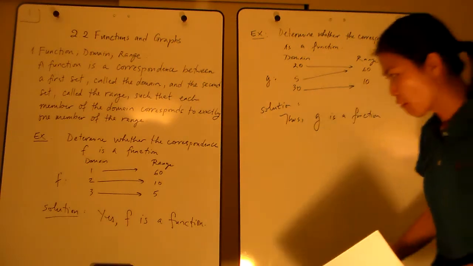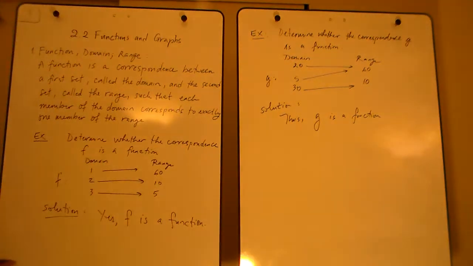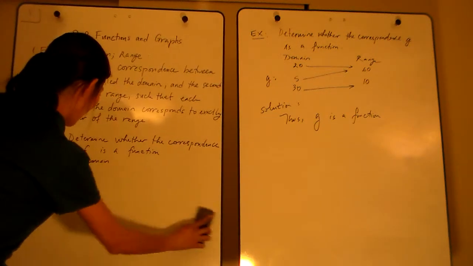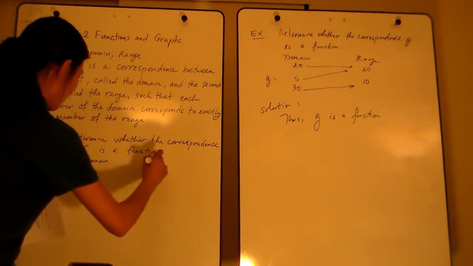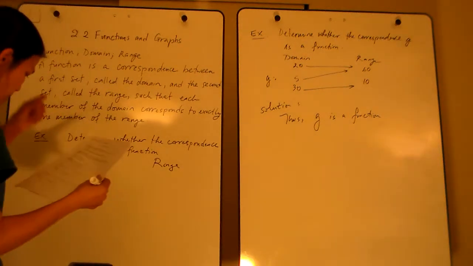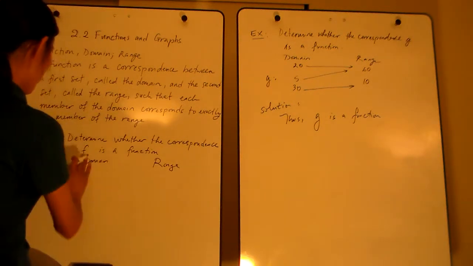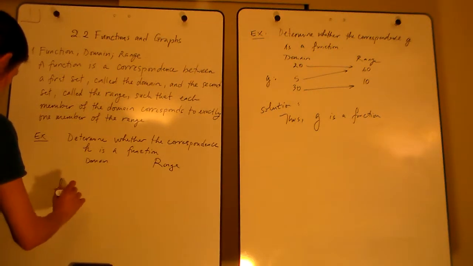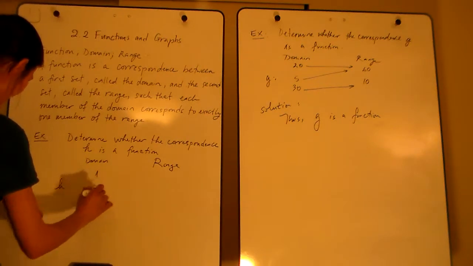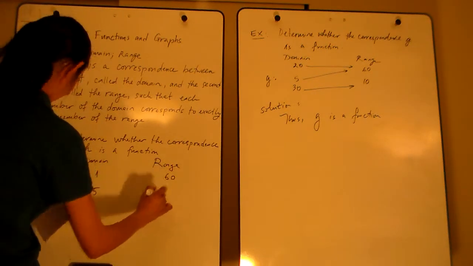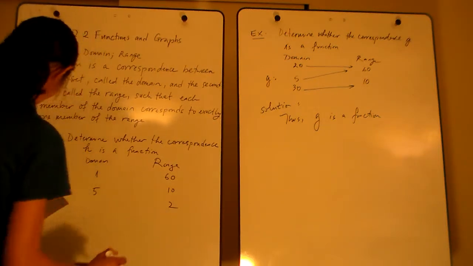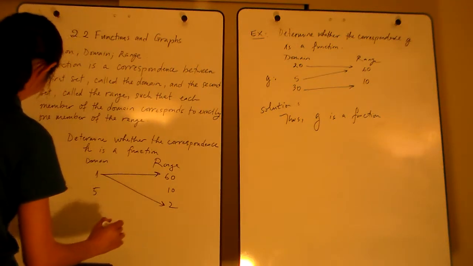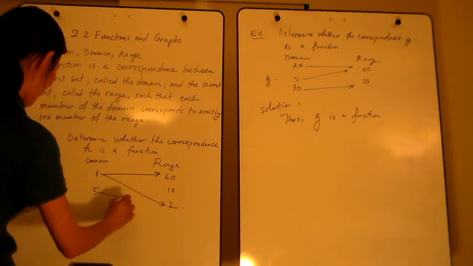And the last example I have, same question, so I'm going to erase this, okay? The question is, determine whether the correspondence h, this time it's called h, not f, is a function. Its domain is 1, 5, and the range is 60, 10, and 2. 1 corresponds to 60, 1 also corresponds to 2, and 5 corresponds to 2.